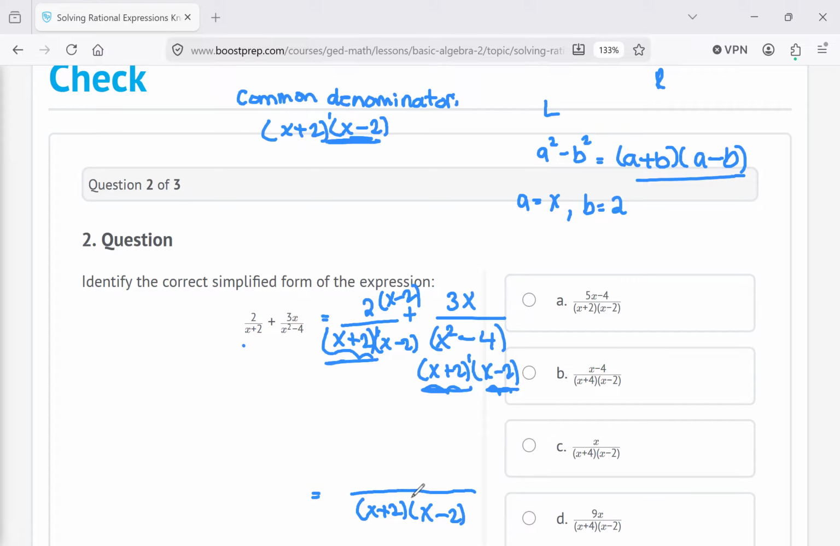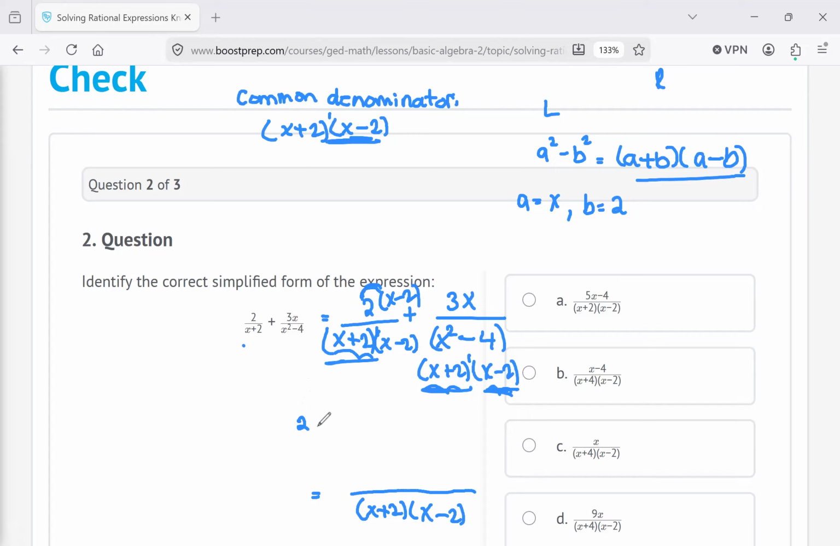Okay. Don't worry about the denominator. The denominator will always be your common denominator, so don't worry about any of this stuff. The top is what you need. So on the top, we're going to do some algebra. You got to FOIL this out. You got to multiply 2 times x minus 2, and then you got to add that 3x. So go ahead and FOIL that out.